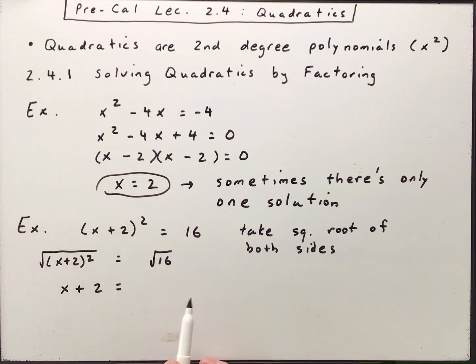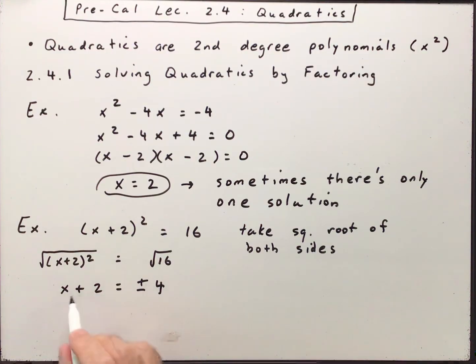But here's where it gets tricky. There are two numbers that if you square them will give you 16, positive 4 and negative 4. So it's actually plus or minus 4 here. Negative 4 all squared would give you 16, as well as positive 4 squared. All right, so be careful with that.